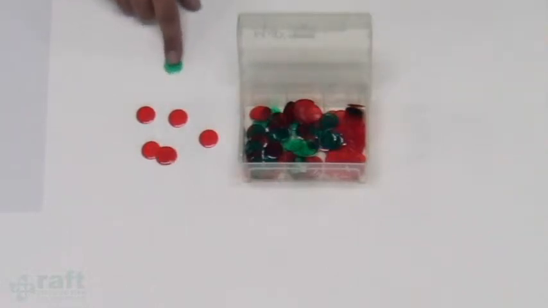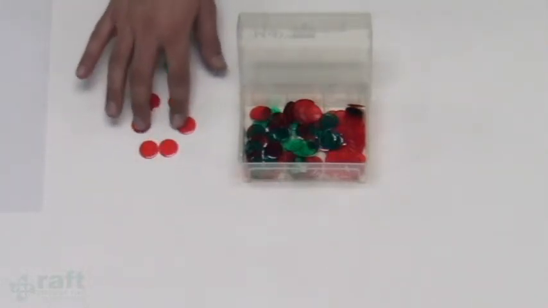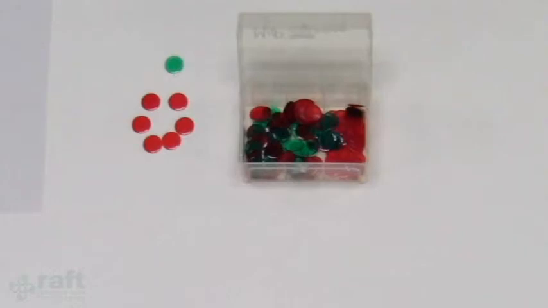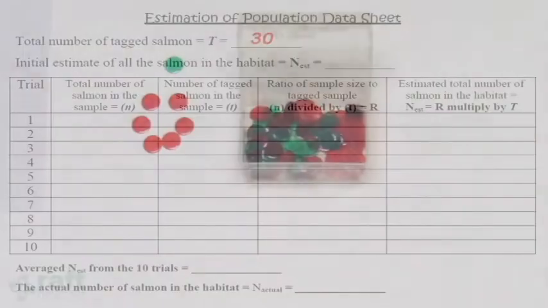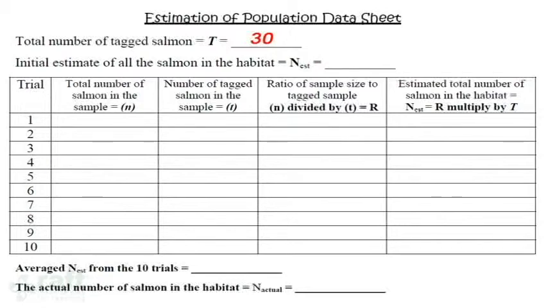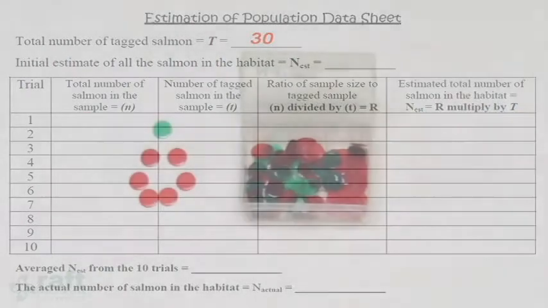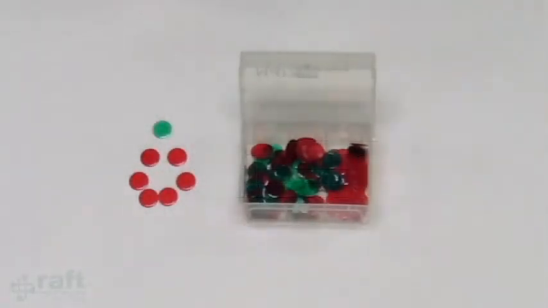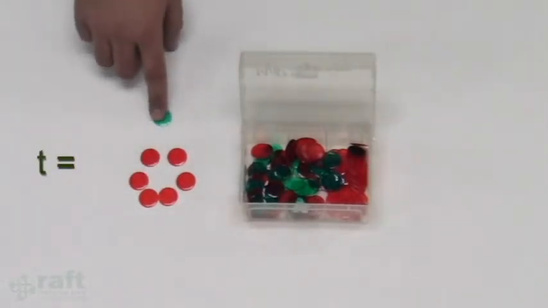In this case I have 1 tagged and 2, 4, 6 untagged. So my total sample size is 7. Now that we've collected our first sample, the objective now is to record the data in the appropriate column in the data table. Our total sample size, N, is 7. Total number of tagged salmon, T, is 1.